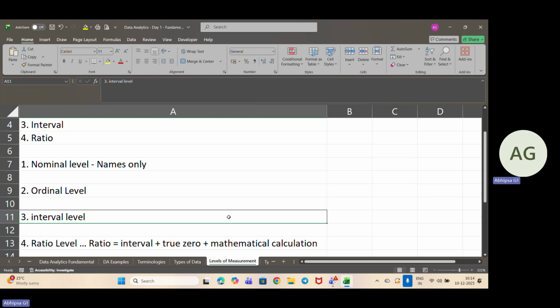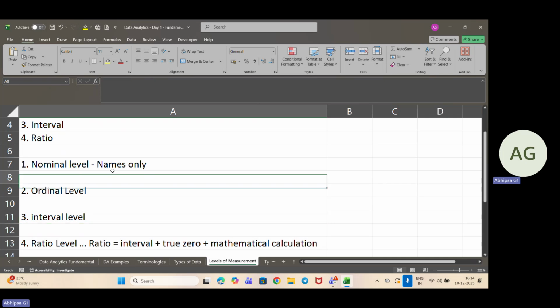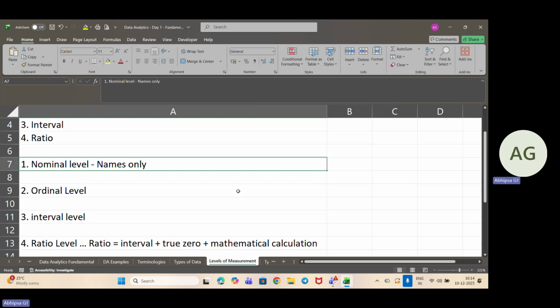Now, let's sort it down in an easy manner and just recapitulate everything. For nominal, the data type is categorical, there is no specific order, there is no equal difference, and there is no true zero value.